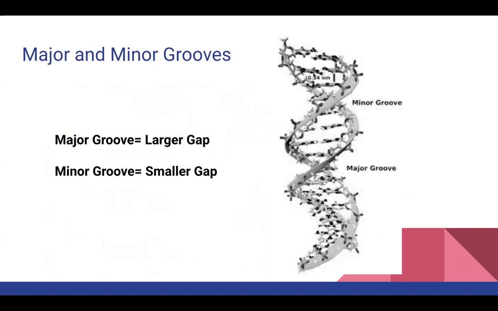The grooves along the DNA are gaps along the double helix model. The larger ones are considered the major grooves, while the smaller ones are considered the minor grooves. This is caused by the orientation of nitrogenous bases along the phosphate backbones.